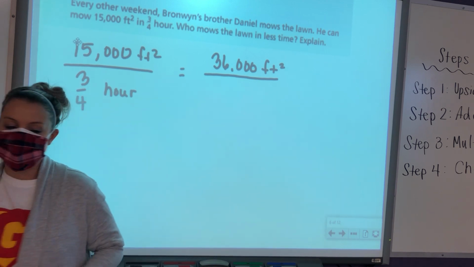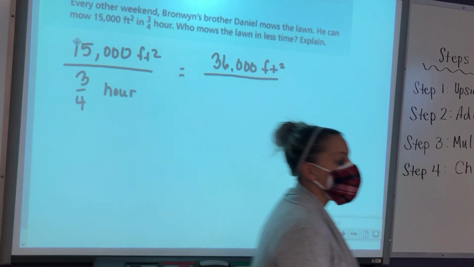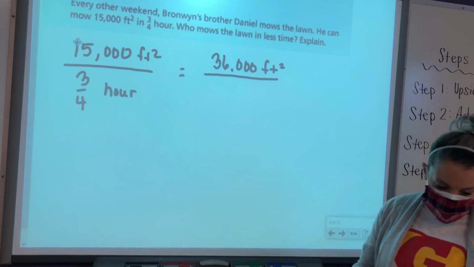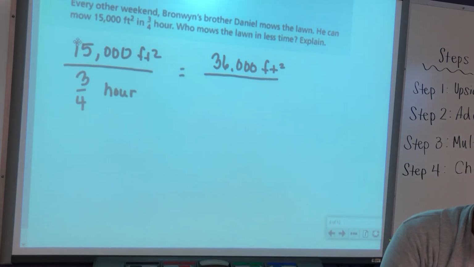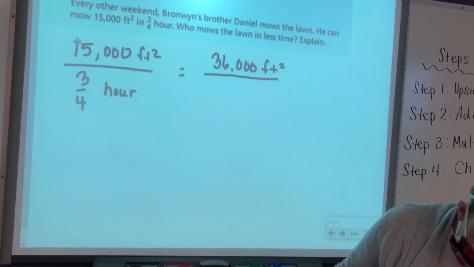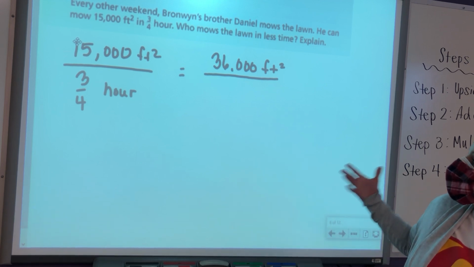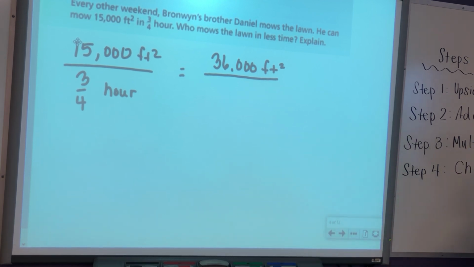What's the problem with this one? They're not compatible. So you're probably going to get a decimal. Our issue here, again, is the fact that they're not compatible numbers. That tells us that we need to go a different direction.